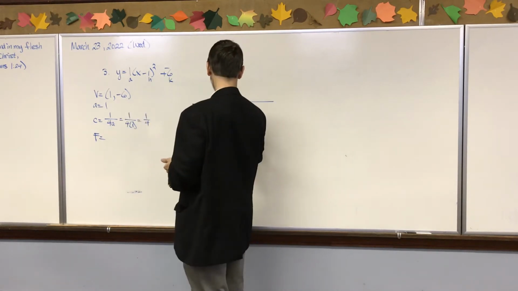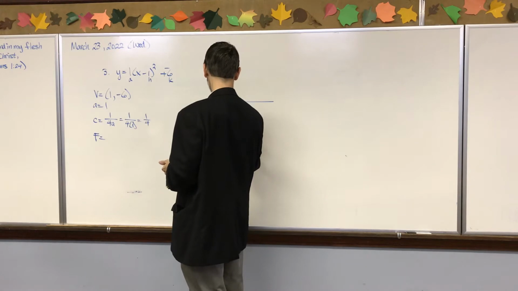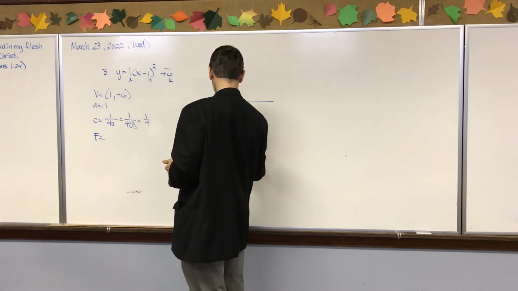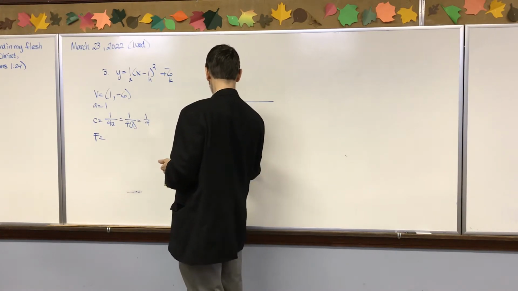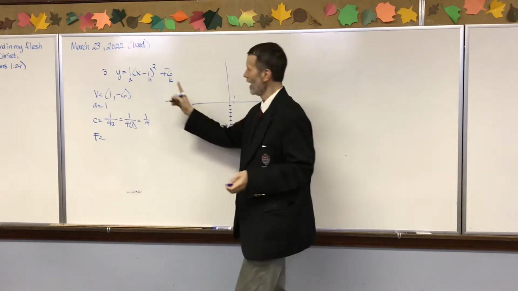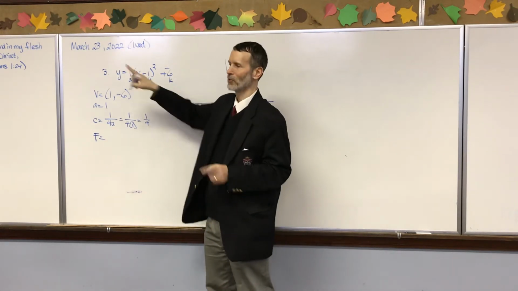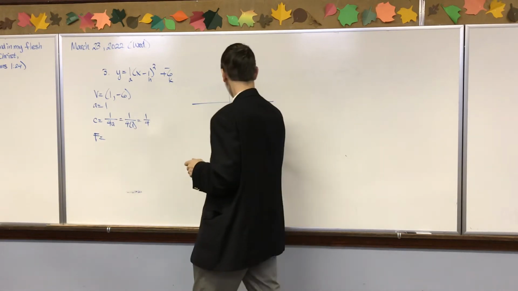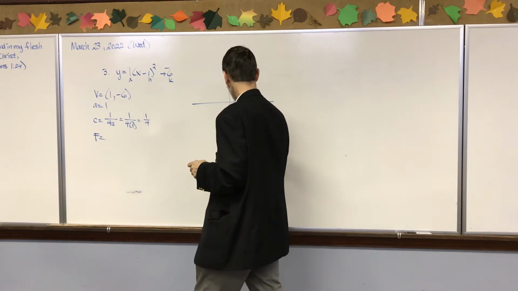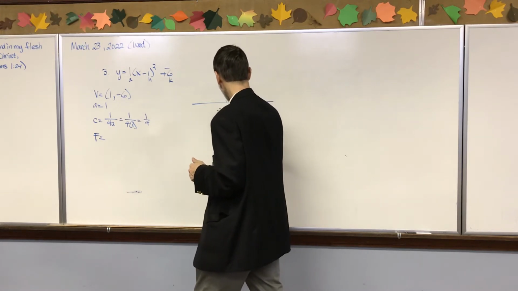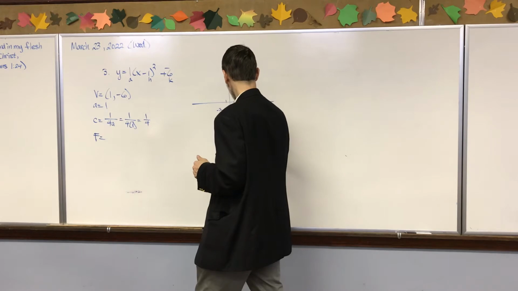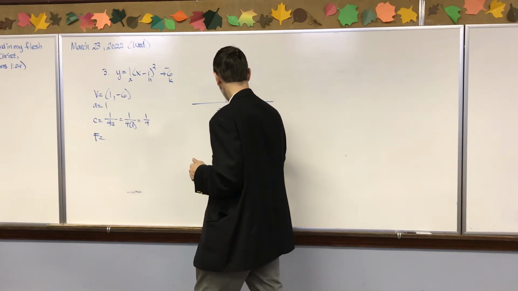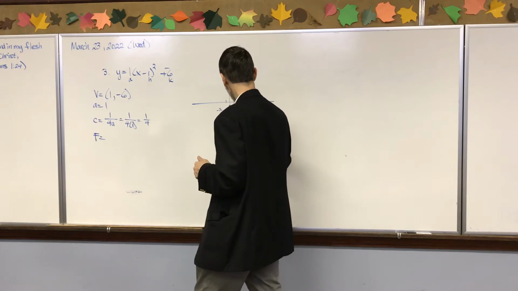Vertex is 1, -6, so 1 to the right, 6 down. Good idea to label. And this is a normal height parabola, so it's over 1, up 1, over 2, up 4, over 3, up 9. I'm going to go over 1, up 1, over 2, up 4, which would get you to a height of -2, I think. There. That should be more or less enough.